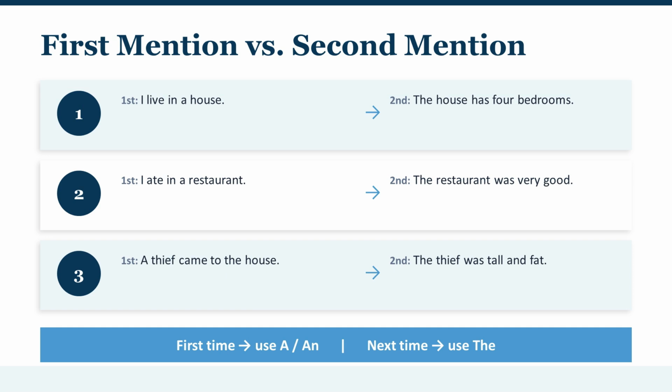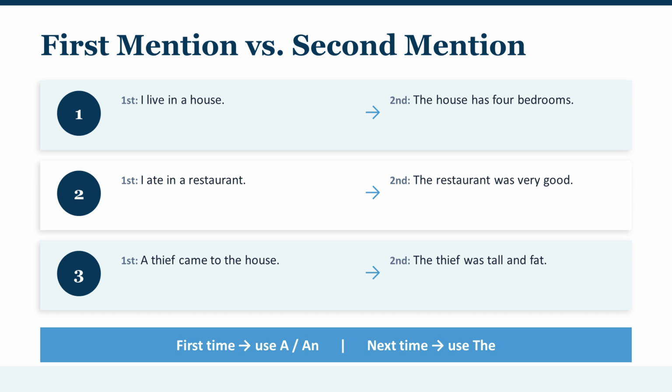This is a very useful pattern to understand. When you mention something for the first time, you use a or an. But when you mention that same thing again, you switch to the, because now both you and the listener know what you are talking about. Let me give you 3 examples. Example 1. I live in a house. The house has 4 bedrooms. The first time, we say a house, because the listener does not know which house yet. The second time, we say the house, because now we both know which house we mean.